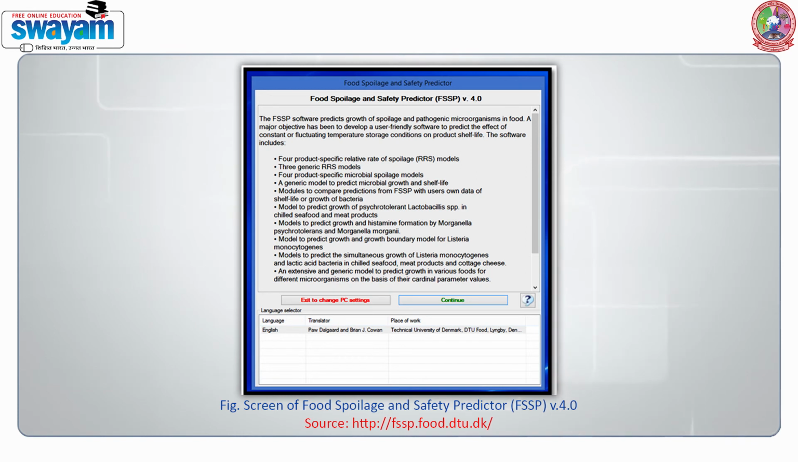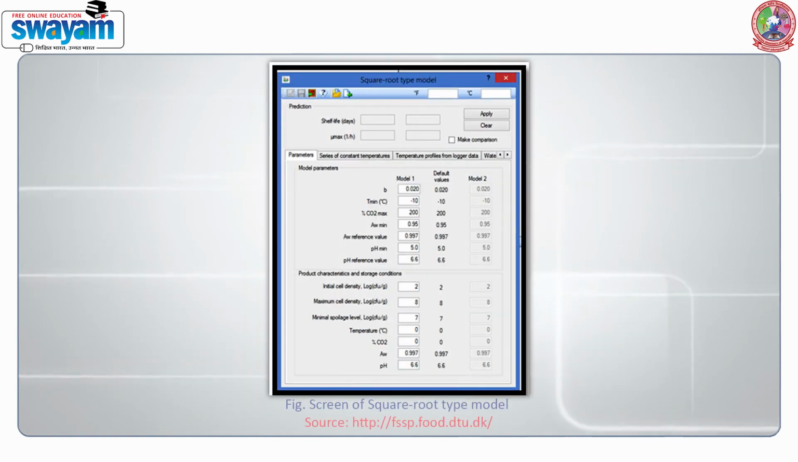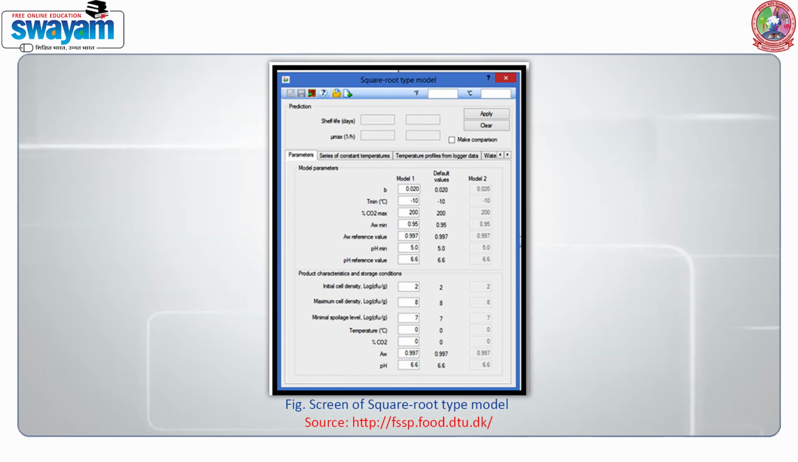The software includes various types of components which are like the 4 product specifications depending upon the rate of spoilage models. We can also have a generic model to predict the microbial growth with the shelf life. FSSP is a model which can be used by the users by incorporating their own data on the growth of microorganisms. Now we will be discussing 2 models which have found utility in various types of predictive modeling studies.